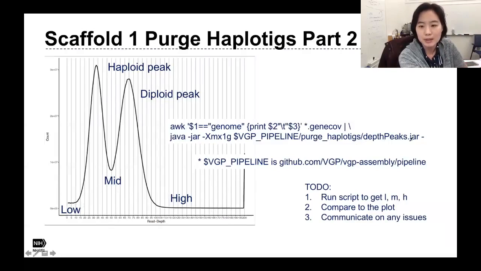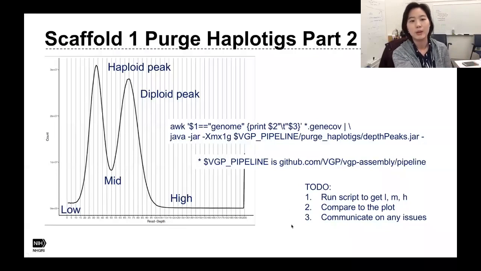You can copy this and run it locally by downloading this GenomeCov file, which is the text file from the part 1 output. And this jar file is available on our GitHub here. So once you get the LMH, compare that back to the plot and see if it matches. My script works for almost every case, but it might get a bit in trouble if there's only one peak available. If you see any of those kinds of behaviors, please report back to our training channel.